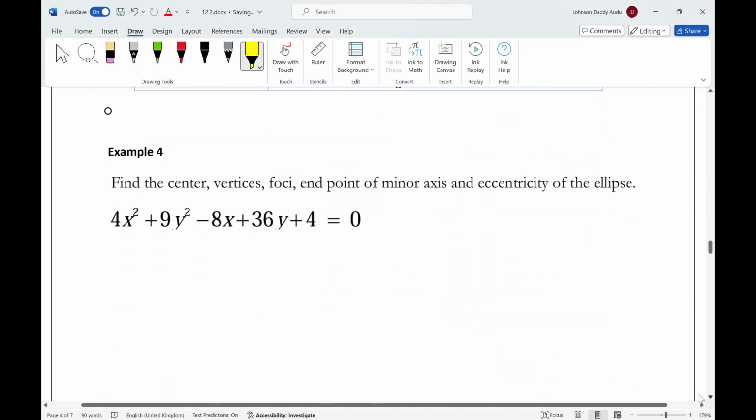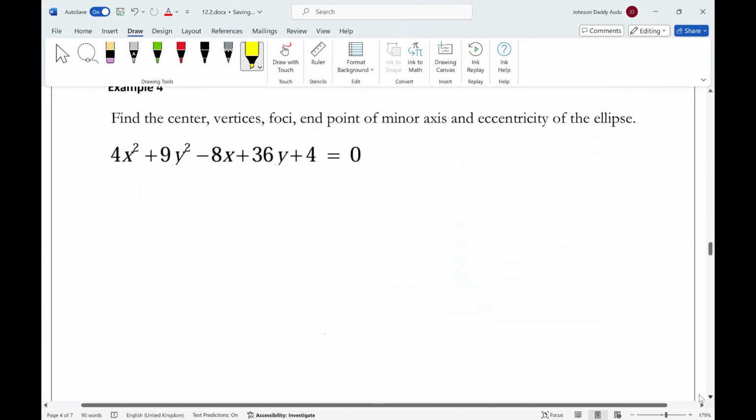All right, so let's look at this. Now, we said find the center, the vertices, the foci, the endpoints of the minor axis, and the eccentricity of this ellipse. So the first thing we do: this is not yet in standard form, it's in general form. Then we have to find a way to convert it to the standard form. And how can we do that? Just by completing the square.